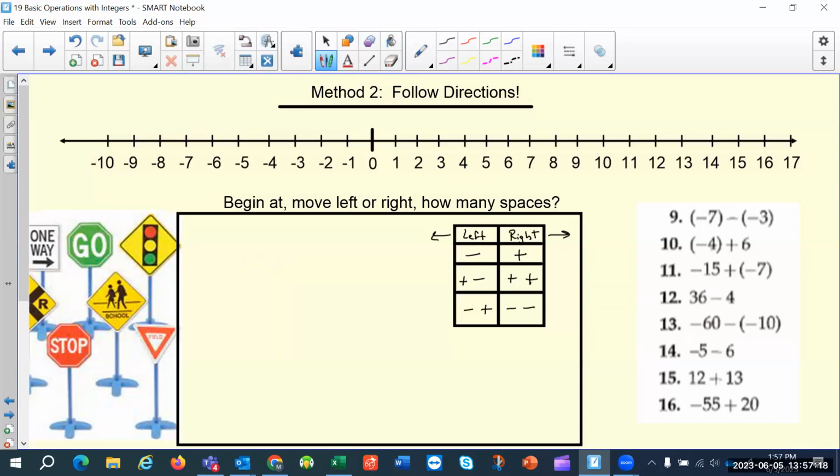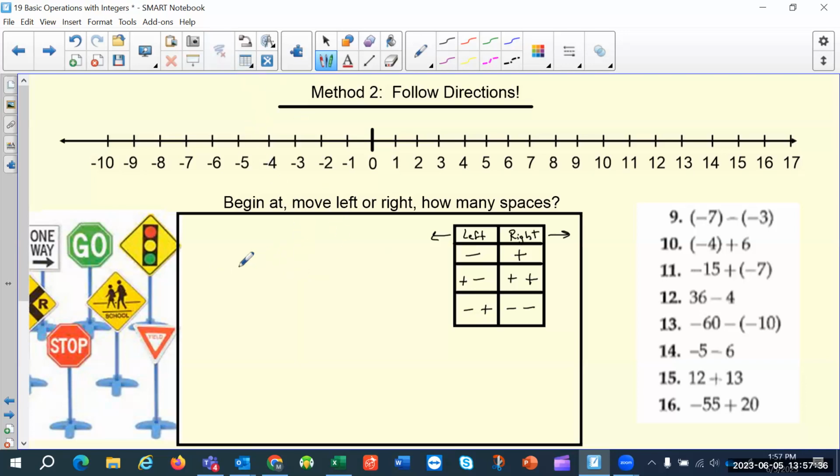All right, well, 12 plus 13. I don't think we have to do too much with that. 12 plus 13, just regular addition. You're starting at 12, you're going 13 spaces to the right. You're going to end up at 25.